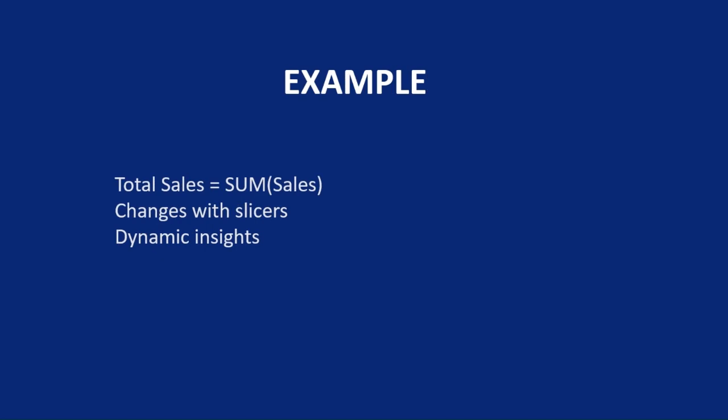For example, let's take a simple example like total sales, which is equal to the sum of the sales. Okay. Now here's the interesting part. If you apply a filter like region equals west, the total sales will automatically update for that region. Same measure, different results. Similarly, if you apply it for south, then it is going to give us the sum of the sales for the south region. And similarly for the others. So that's the power of DAX.